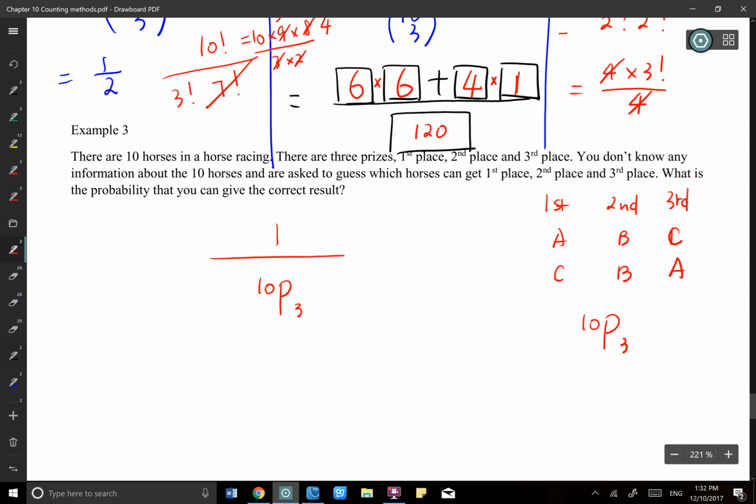There will be only one correct way. I will just randomly pick one and I want it to be correct. So that's 1 out of the total, which is 1 over 10P3. This question is interesting because it doesn't explicitly tell you what your interest is. What that result will be is just 1, because there is only one possibility where you guess it correctly.